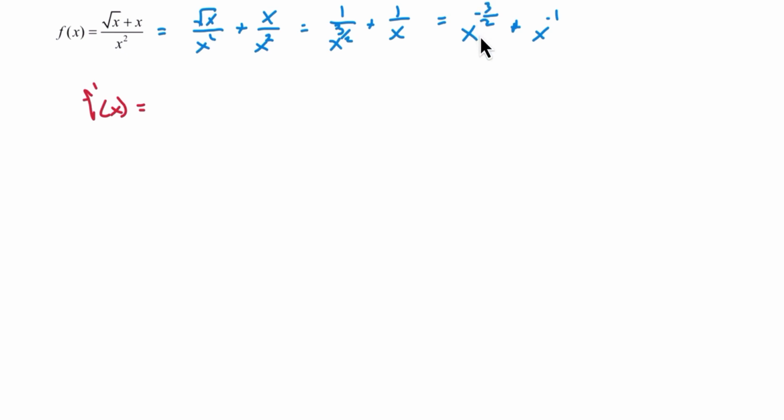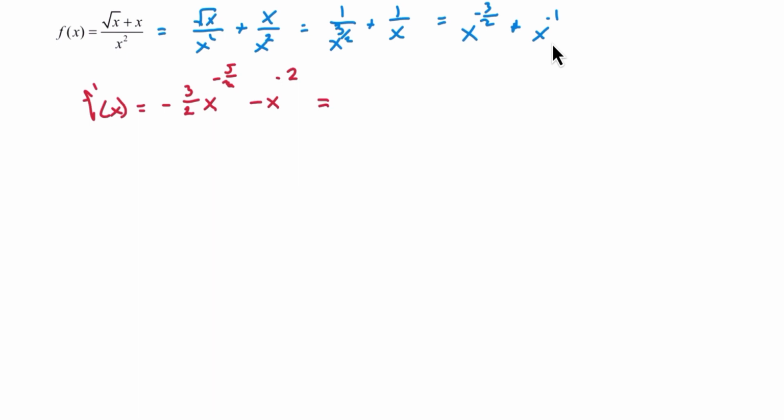looking at this first term here, we bring down the exponent, negative 3 halves, x to the, subtract 1 from the power. So negative 3 halves minus 1 is negative 5 halves. And then looking at our next term, bring down the negative 1 and subtract 1 from the power, we get x to the negative 2.